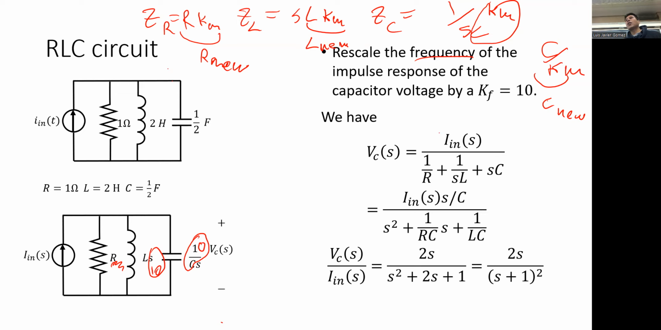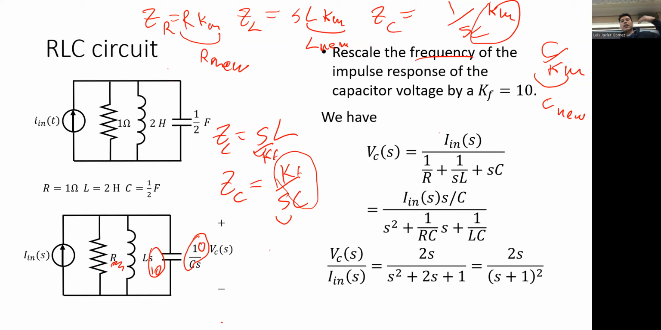Same thing for frequency scaling. If you write out the impedances, you have ZL equals SL, and ZC equals 1 over SC. We're going to replace every S with S over KF. So this becomes S over KF, and this becomes KF. That tells you that you have to take the impedance of the capacitance and divide it by KF, and take the inductance and divide it by KF.